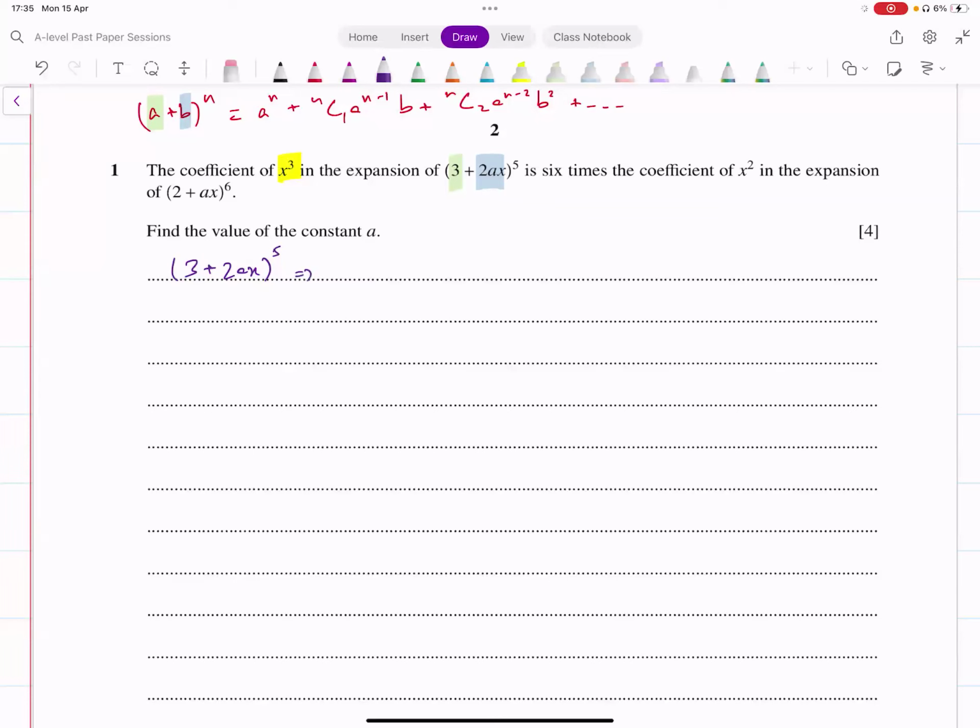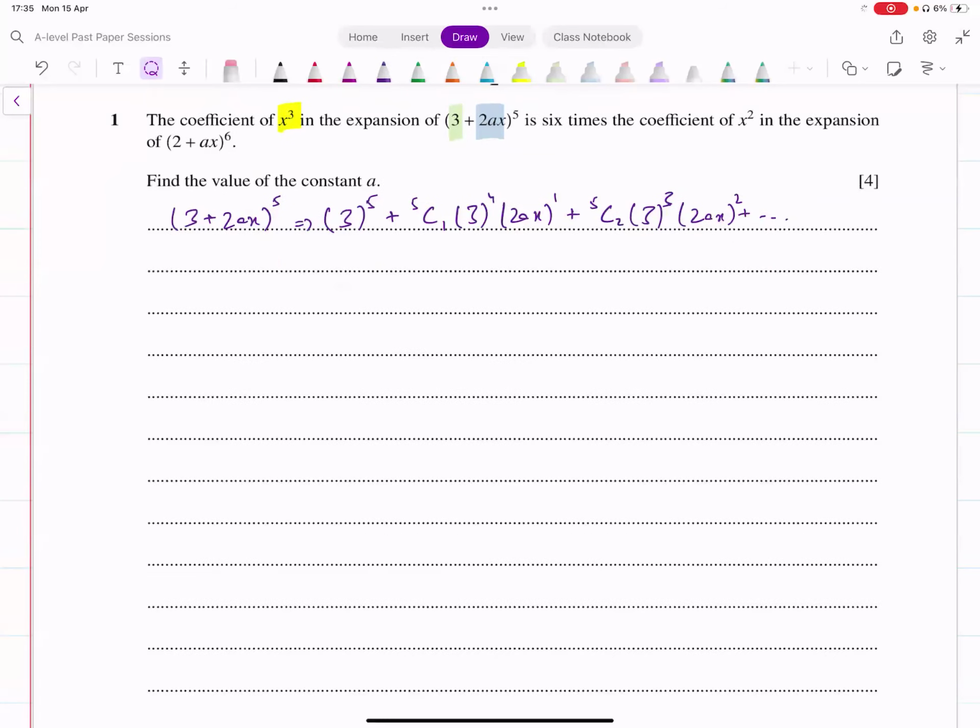A is 3, so that's 3 raised to power 5 plus 5C1 into 3 raised to power 4 into (2ax) whole raised to power 1 plus 5C2 into 3 raised to power 3 into (2ax) whole raised to power 2, and so on. This is how this expansion is going to work. But what are you looking for? You're not looking for the whole expansion. You are only interested in the coefficient of x cubed.